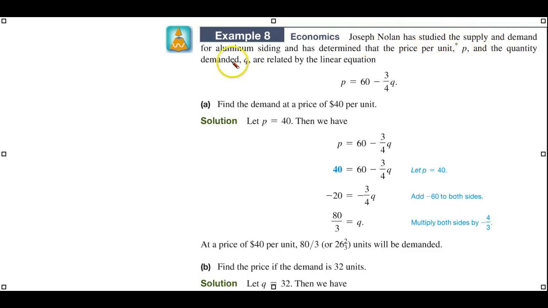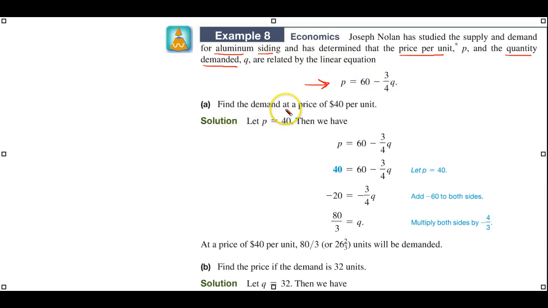Studied supply and demand for aluminum siding and has determined that the price per unit, P, and the quantity of demand, Q, are related by this linear equation. So they're going to have to give you the equation, which is nice. And of course, in the past we had to find the equation. That would be similar to having data and then using the point-slope form, but here they're giving us the formula.